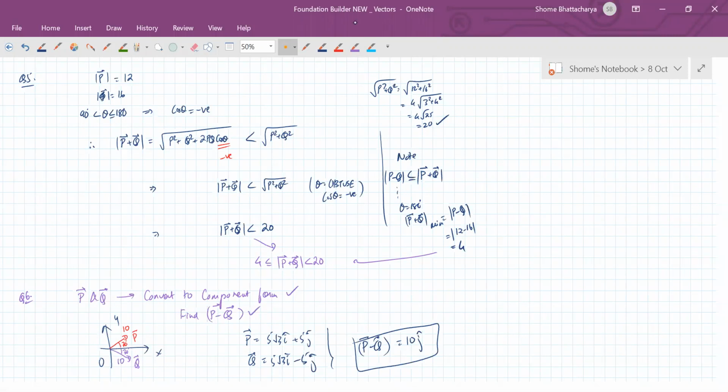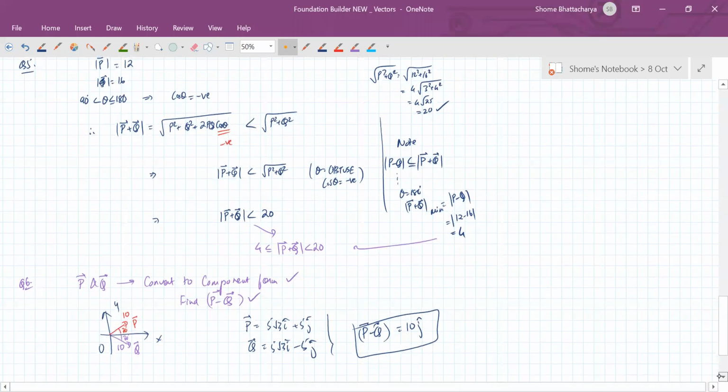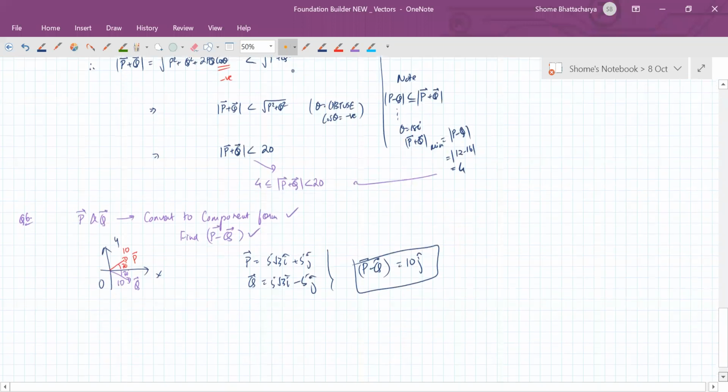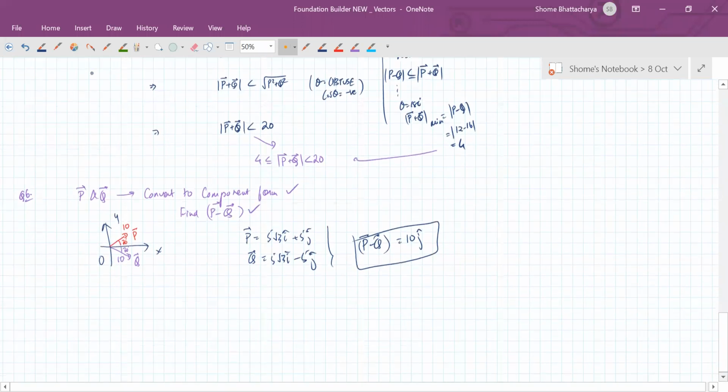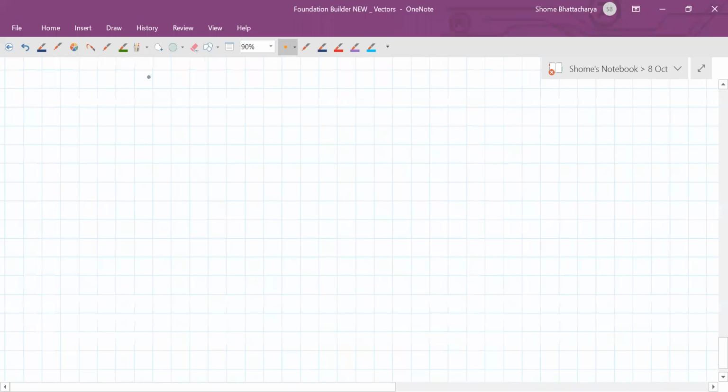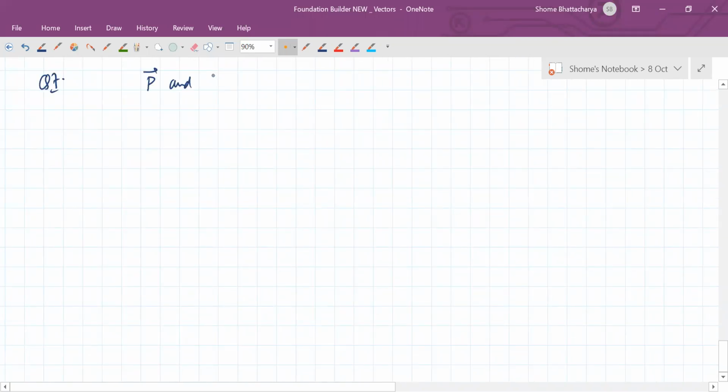Next up, Ruksar has a doubt in the seventh question. Okay, let's discuss seventh. So seventh, you can construct a vector triangle actually. That will be useful. So in question 7, it is given that the vectors P and Q are at theta equal to 150 degrees with respect to each other. Okay, that is one thing that is given.